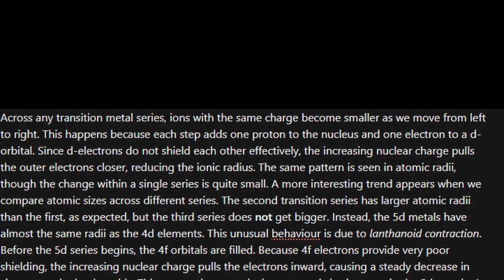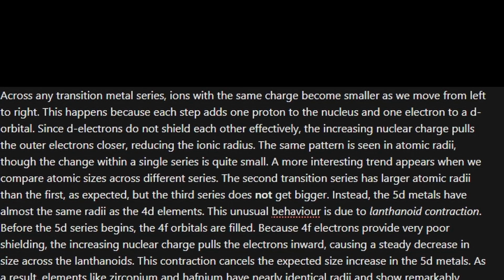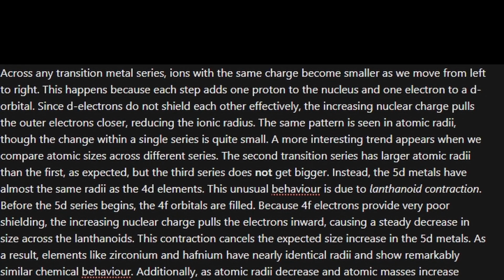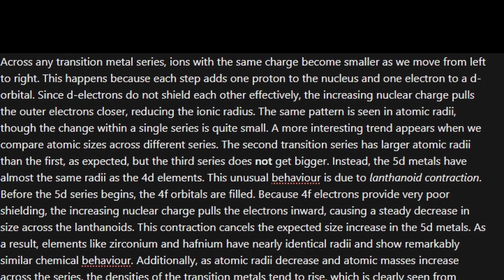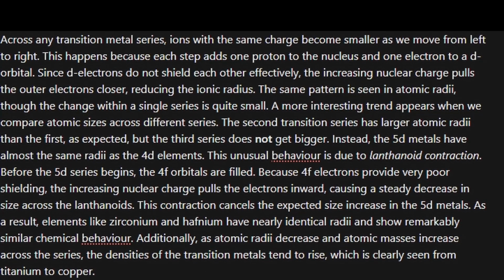A more interesting trend appears when we compare atomic sizes across different series. The second transition series has larger atomic radii than the first, as expected, but the third series does not get bigger. Instead, the 5d metals have almost the same radii as the 4d elements. This unusual behavior is due to lanthanoid contraction.